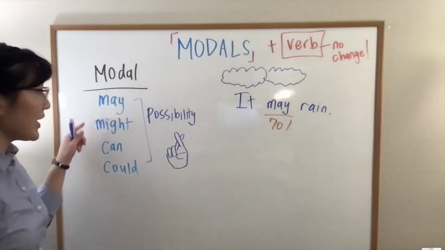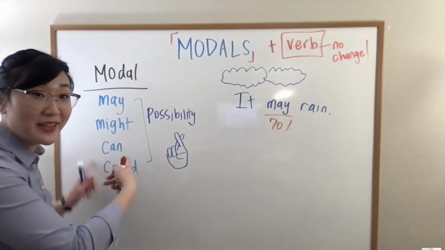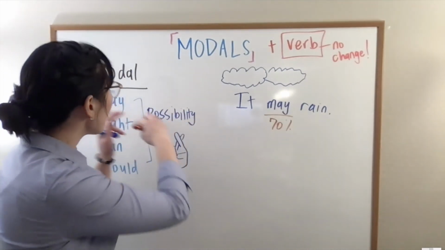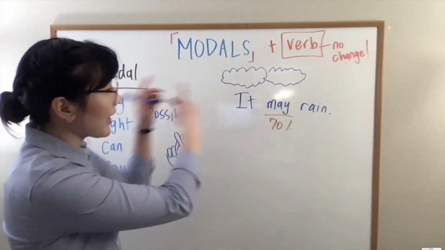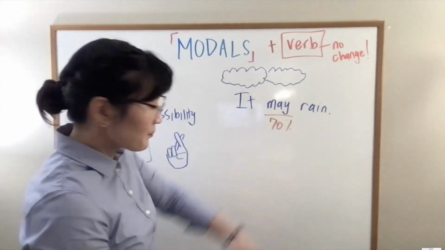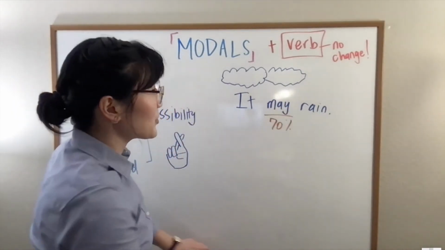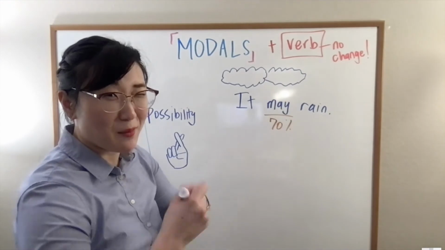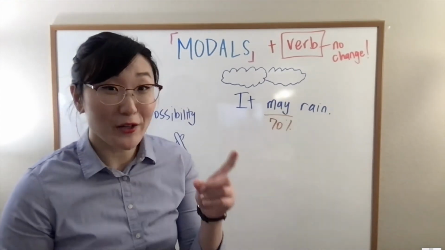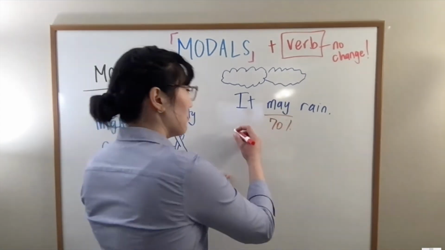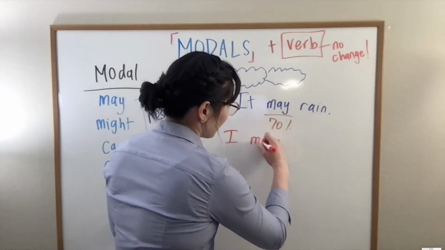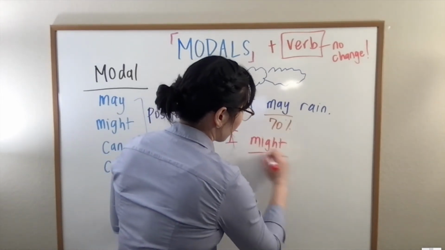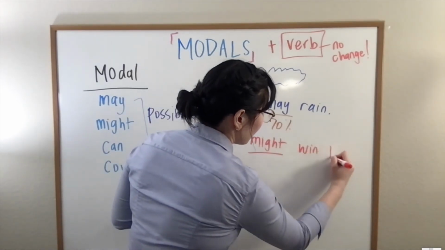It might rain. It can rain. It could rain. All of these are interchangeable. You can use any of these in here. Something I always tell my students, this is a good example. You buy lottery tickets. I might win a lottery.